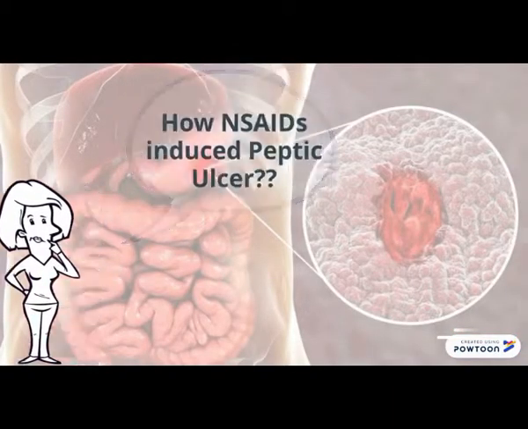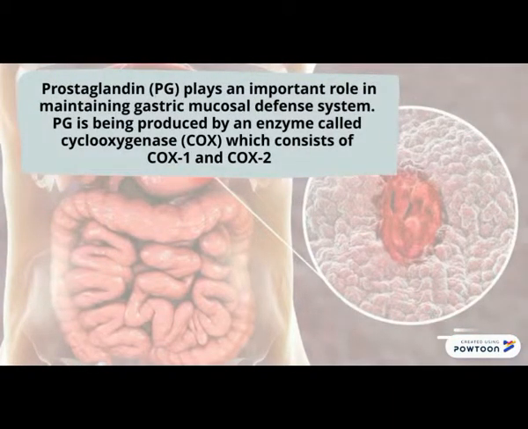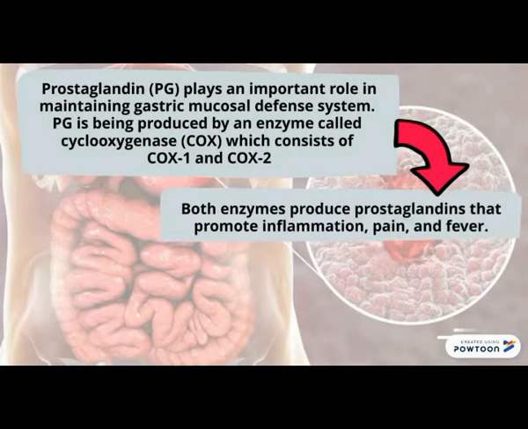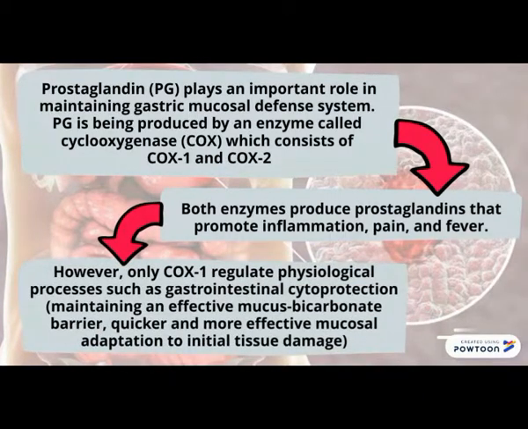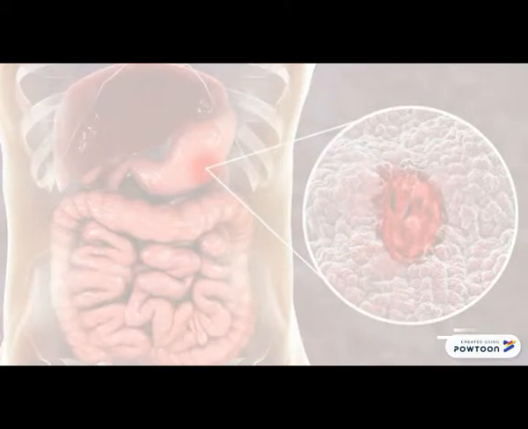How do NSAIDs induce peptic ulcer? Prostaglandins play an important role in maintaining the gastric mucosal defense system. Prostaglandin is produced by an enzyme called cyclooxygenase, COX, which consists of COX-1 and COX-2. Both enzymes produce prostaglandins that promote inflammation, pain, and fever. However, only COX-1 regulates physiological processes, such as gastrointestinal cytoprotection, which maintains an effective mucous bicarbonate barrier and quicker and more effective mucosal adaptation to initial tissue damage.